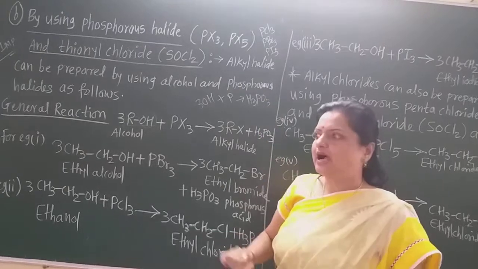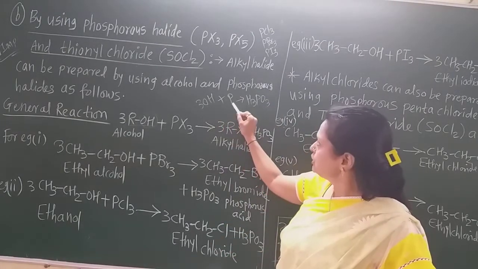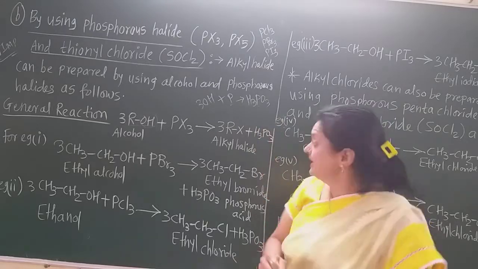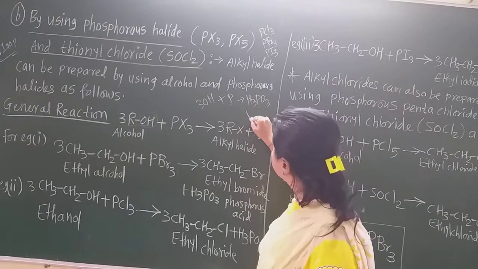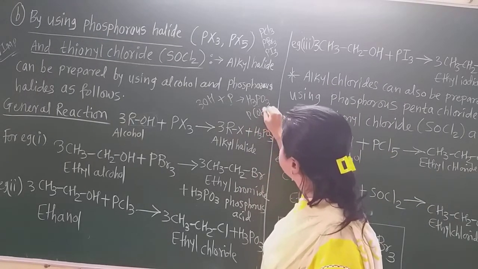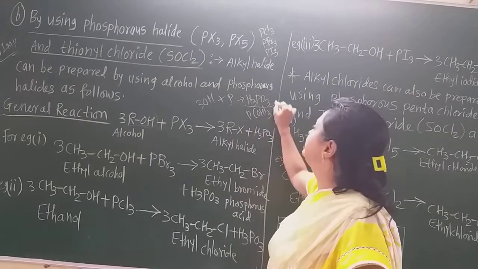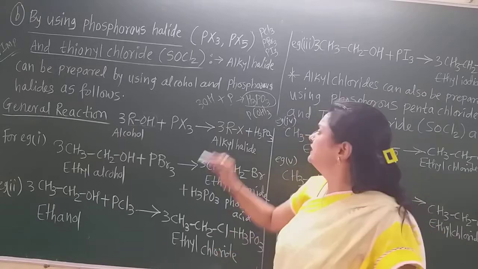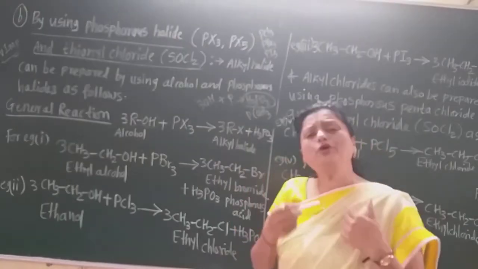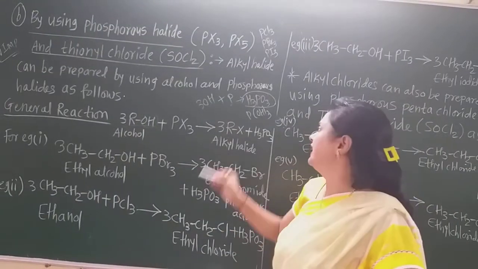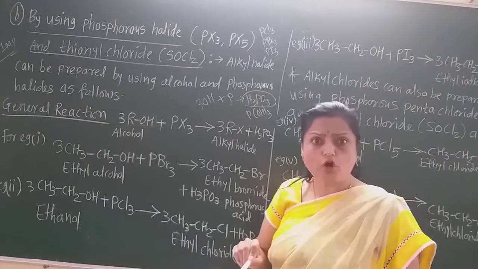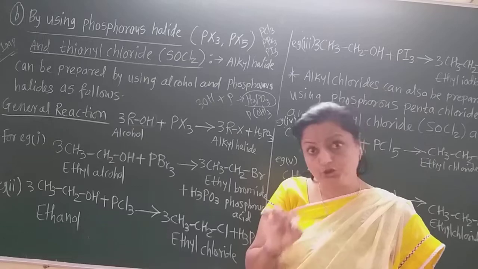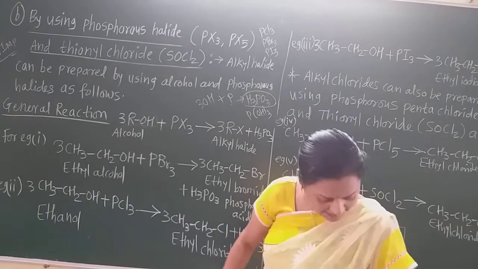H3PO3. Now see how it is balanced. Phosphorus 1 is there and 3 oxygen and 3 hydrogen. You can write this also in this way, P(OH)3. But student, this is the acid, there is no OH grouping, so H3PO3 is more correct. But if you find it convenient to write P(OH)3 as the byproduct, that is also not wrong, but give the name as phosphorus acid to that. Now see, this is the general reaction, very important.